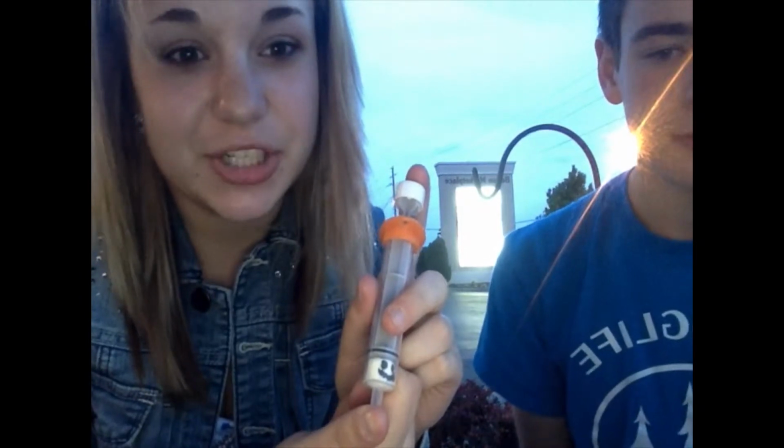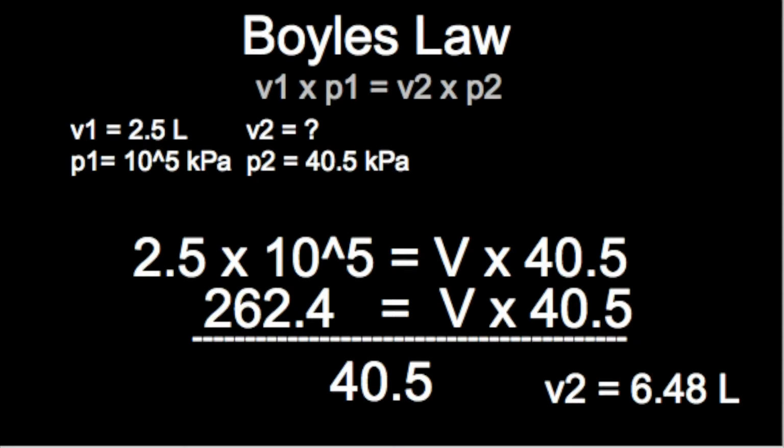Now let's set up an equation to show you an example of the law. Let's say that the volume of the air in our syringe is 2.5 liters with the pressure inside the syringe at 10^5 kPa. What would the volume of air be in the syringe if the pressure was 40.5 kPa? So to write it out, you need to use your original equation, which is V1 times P1 equals V2 times P2. V1 would equal 2.5 liters, P1 would equal 10^5 kPa, V2 is what you're solving for, and P2 would equal 40.5 kPa.